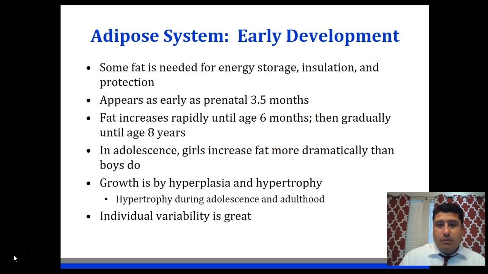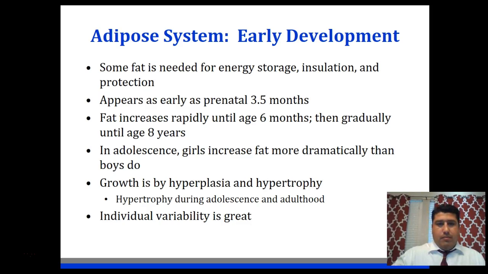Fat starts to appear prenatally at about 3 months into development. It increases rapidly all the way until about 6 months of age. So even when we're born, we gain a lot of fat, and then it increases as we age, just not at as quick a rate. Now, when we reach adolescence, body fat in girls increases a lot more dramatically than in boys, simply because that's the childbearing years. So the body is preparing to protect a developing baby. That happens naturally.